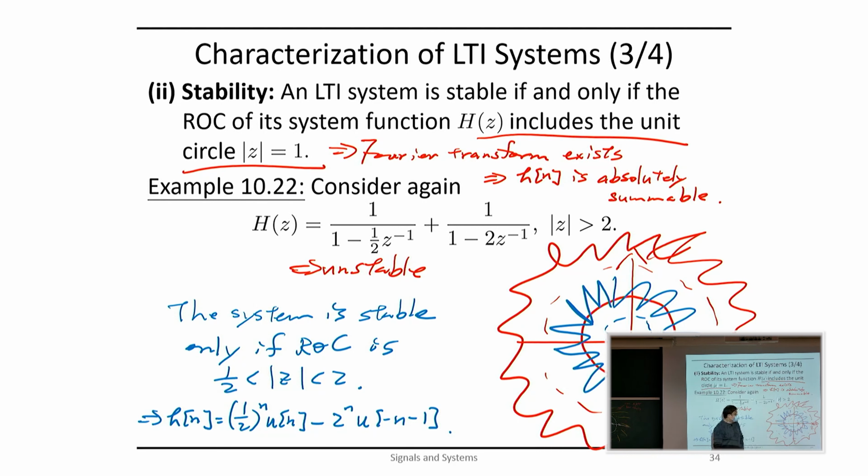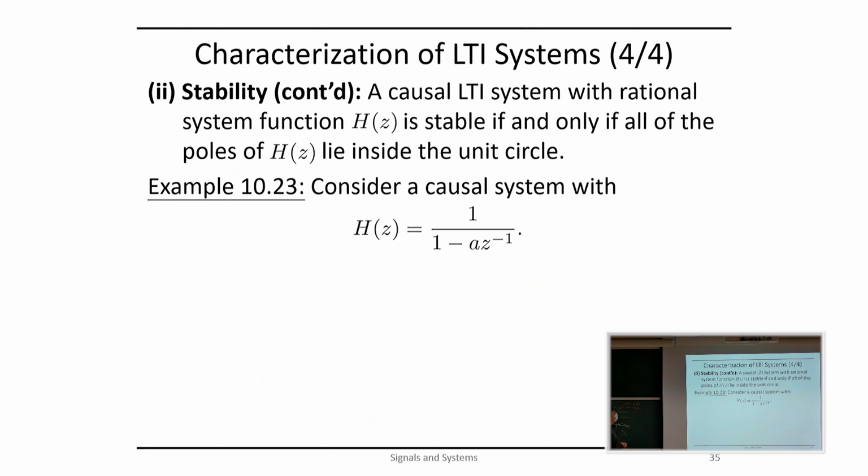Similarly for the Z transform, if your system is rational and causal, then your region of convergence must be outside the circle corresponding to the outermost pole. So if you want your system to be stable, your outermost pole must be inside the unit circle. Whenever you have a pole that is outside the unit circle, this causal system cannot be stable. So this is the statement given here.